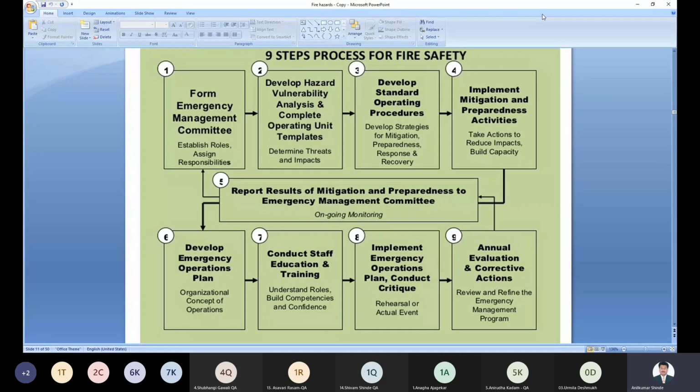Then annual evaluation and corrective actions can be taken. Every year, or every 6 months, there are audits. During those audits we evaluate the different activities and the different problems, and corrective measures can be taken to overcome them. Reviewing and refining the emergency management program is very important for fire safety. So these are the 9 steps involved in how to prevent fire and maintain fire safety.